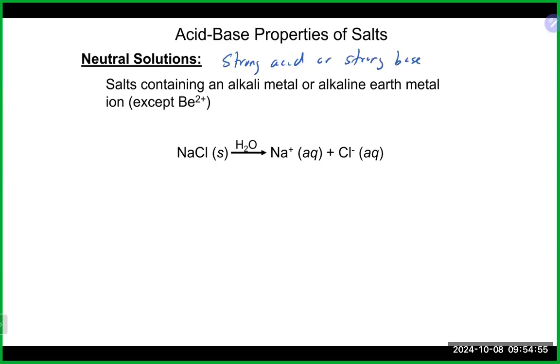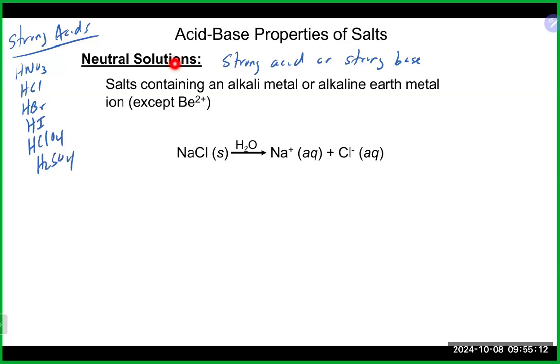And this is where, as we also talked about the other day, that list of strong acids comes in. You've got your HNO3, your HCl, your HBr, your HI, your HClO4, and your H2SO4. So this list of strong acids is a good one to know, as any partner that comes from them will basically be weak and considered a neutral salt.